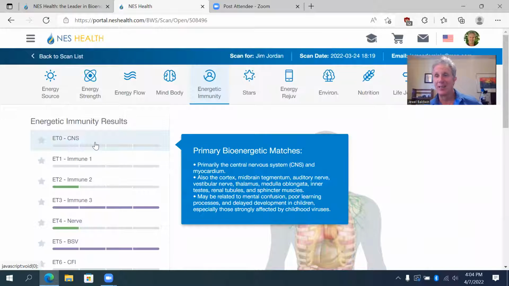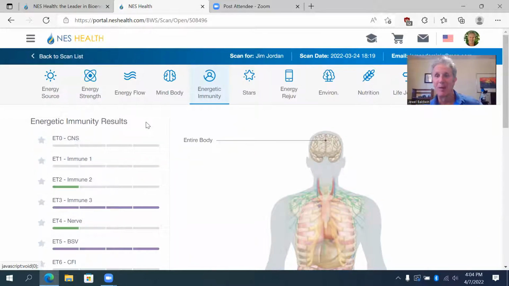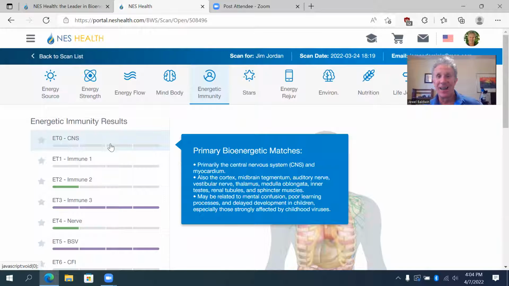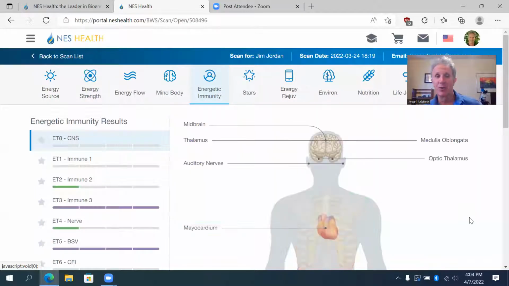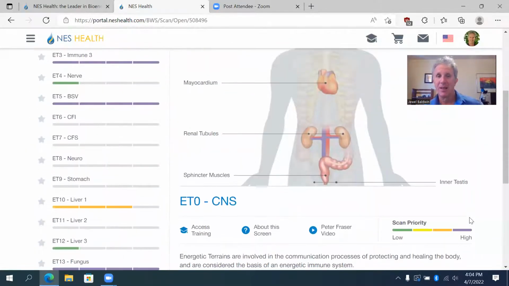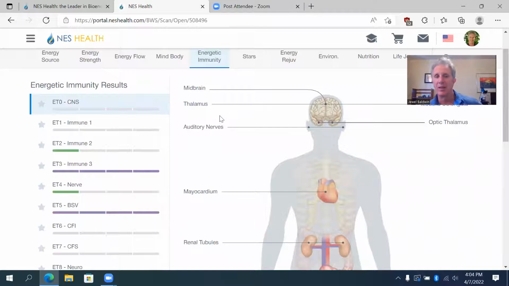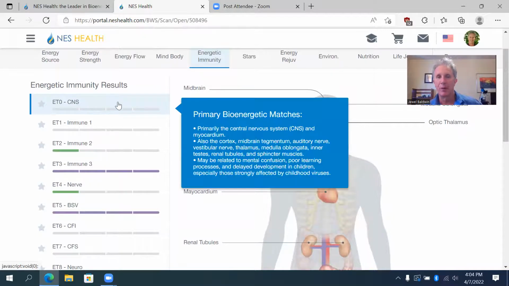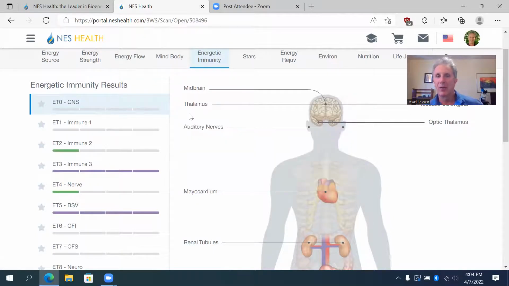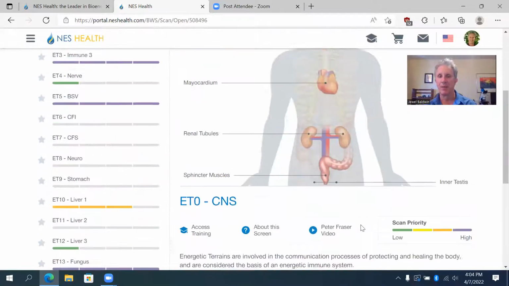ET0. Obviously, ET0 came in after ET1 was developed, so they decided to make a 0-1. And it's great that they have it. It's called central nervous system. When ET0 comes up purple for you, the central nervous system is healing. The midbrain, the thalamus, auditory nerves, all this is included. The terrain, as the territory, includes the heart and the renal tubes of the kidneys.